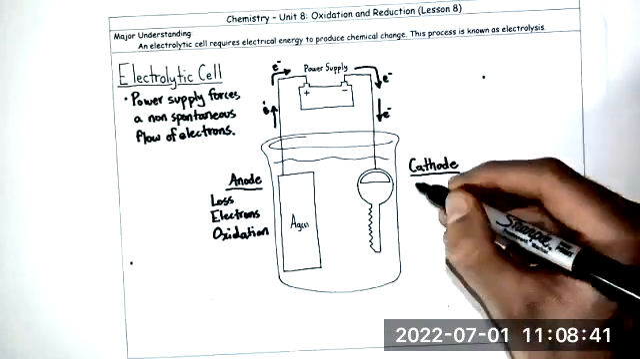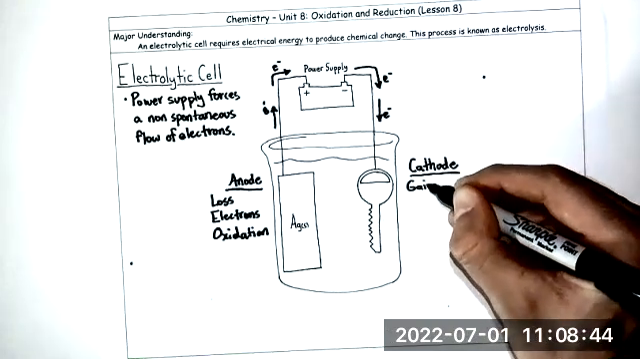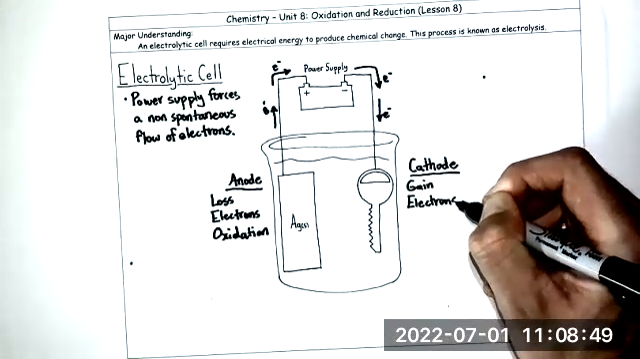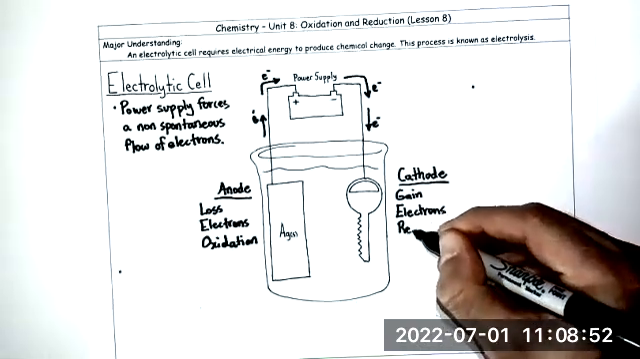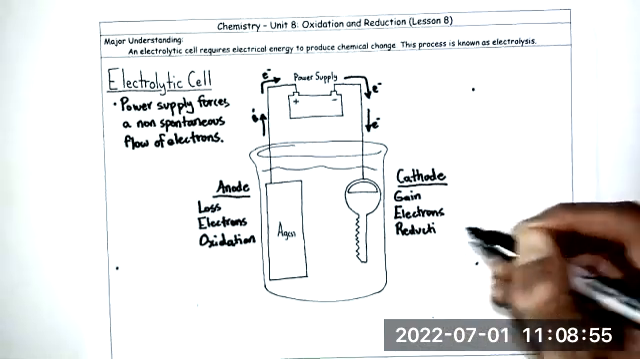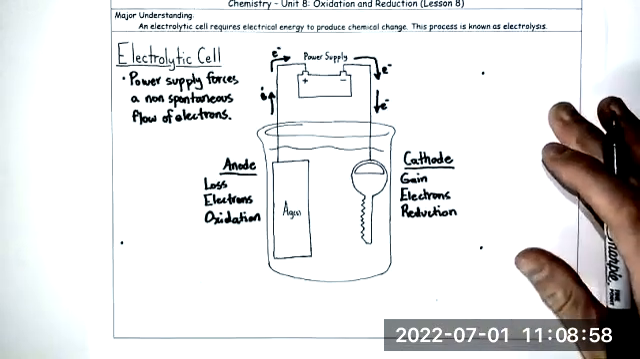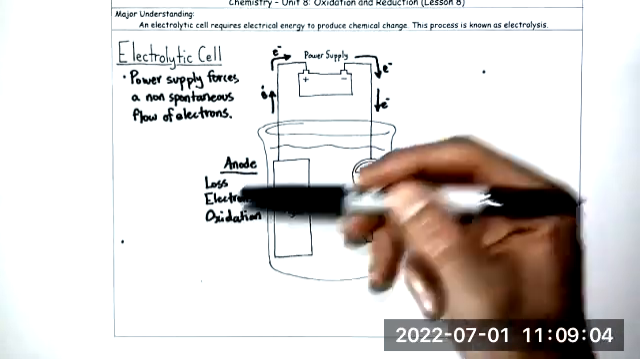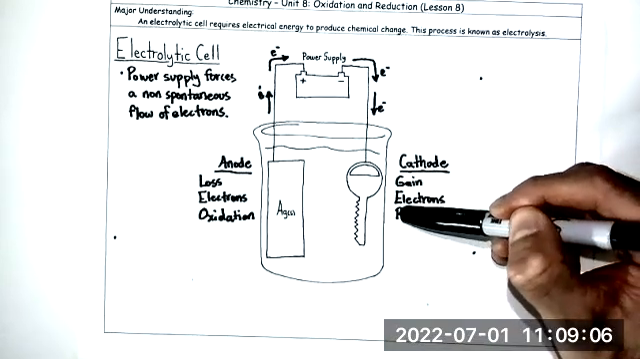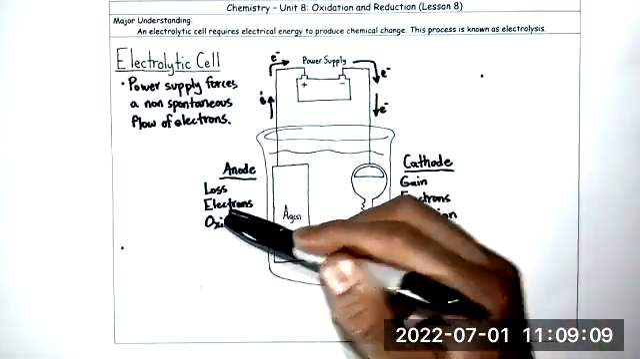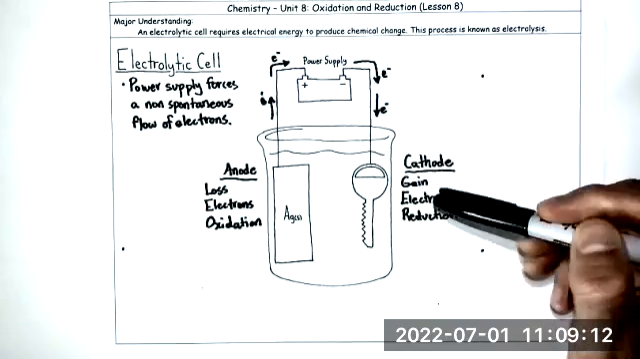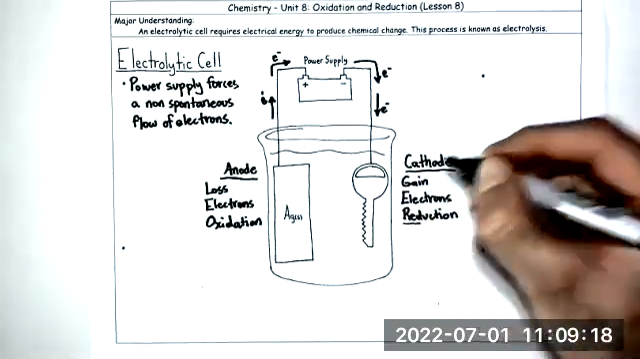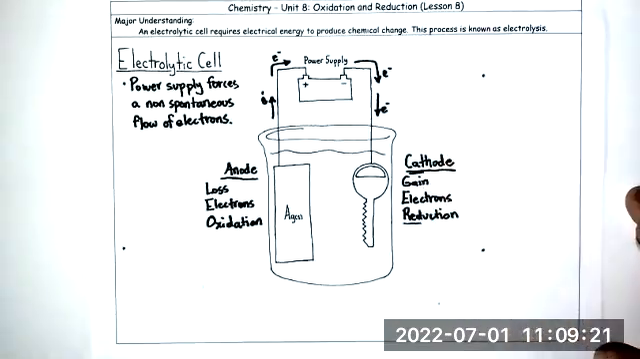And we know this because our gain of electrons is reduction. Okay, and there's a couple memory devices you can use to remember this. LEO, L-E-O, says GER, G-E-R. So loss of electrons is oxidation, gain of electrons is reduction, and also the red cat: reduction occurs at the cathode. So red cat. Okay.